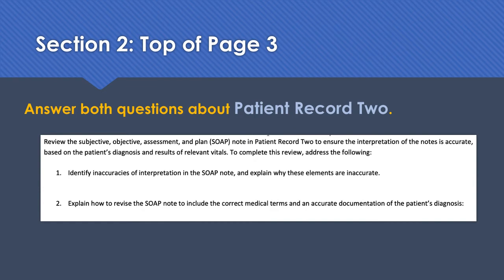The second part of section 2, also based on patient record 2's content, are for you to answer these 2 questions. They are at the top of page 3 of the template. Although remember, as you start entering answers for section 1, things will move down, but that's okay, you'll find it. All right. These are about the accuracy or inaccuracies within the SOAP notes of patient record 2, and how they need to be corrected. Okay?